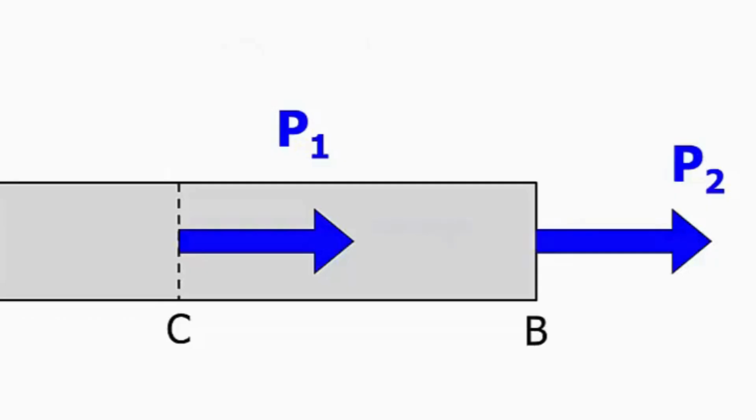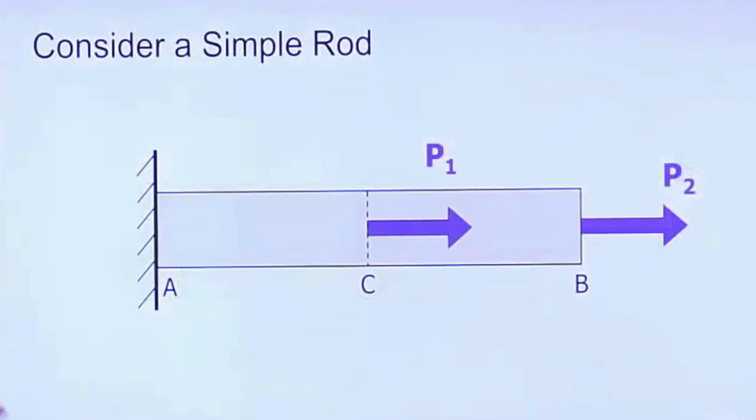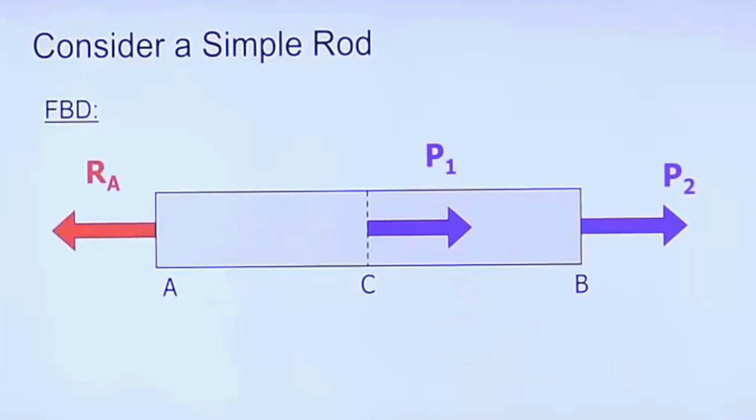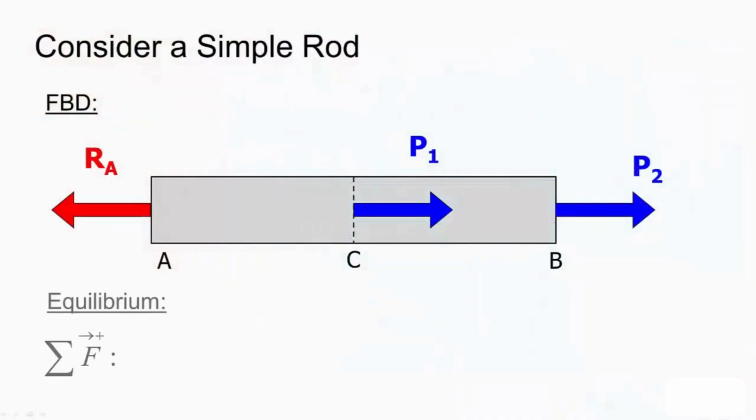an axial load P2 at the end at point B. Now, if we want to analyze this system using the principle of solid mechanics, the first step is always the free body diagram. So we remove the built-in condition at A and replace it with the appropriate reaction forces. In this case, a horizontal reaction at A. If we then look at our second step, it is to look at equilibrium. And if we sum the forces in the horizontal direction, we see that our reaction at A is equal to the sum of P1 and P2.